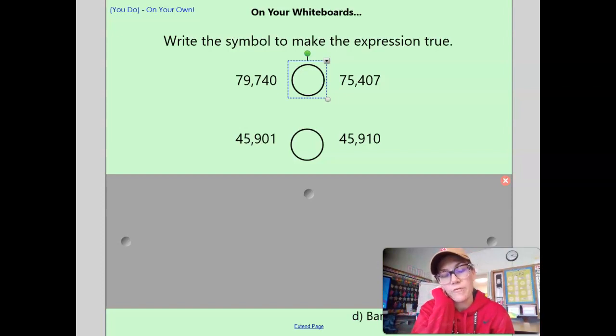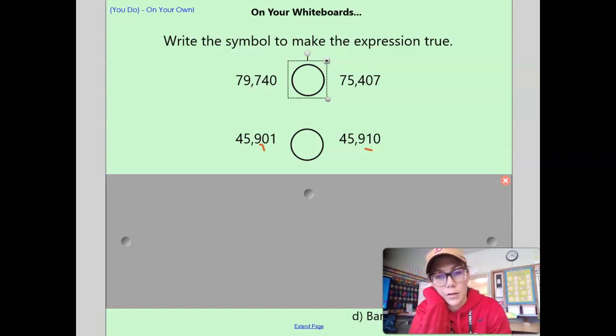All right. 45,901 or 45,910. Well, I see 5 digits on both sides. I see a 4 for 40,000 on both sides. A 5, meaning 5,000 on both sides. A 9, meaning 900 on both sides. My first number has a 0, and my second number has a 1 in the 10s spot. So that means a 0 for the 10s in my first number, and then a 10 for the 1 in the second number.